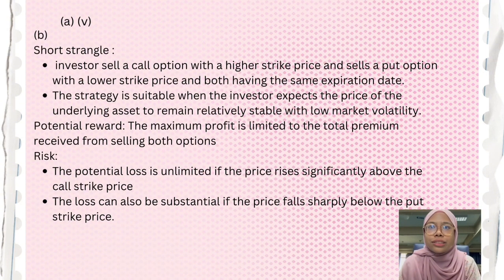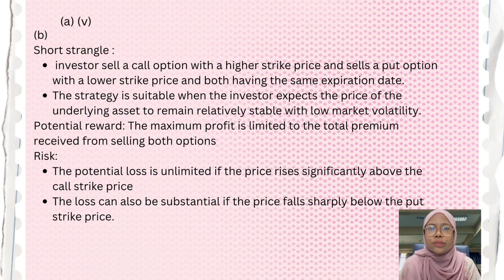And the last question, which is the theory, which is what is short strangle? Short strangle is investor sell a call option with a higher strike price and sells a put option with a lower strike price, and both having the same expiration date.